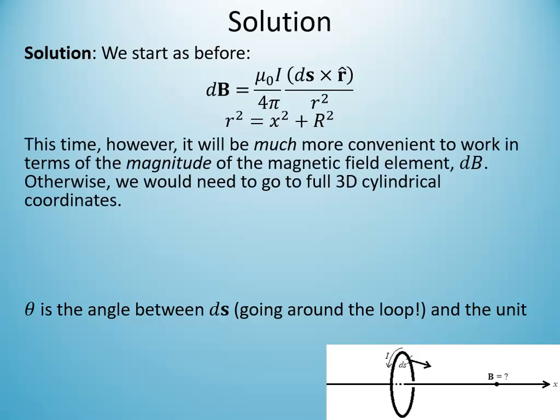So in any case, we'll just call this distance r. So we don't need a curly r here. So r squared is x squared plus big R squared, where big R is the radius of our ring.